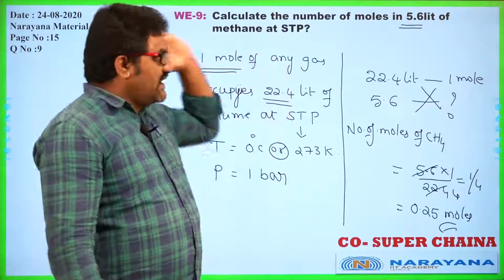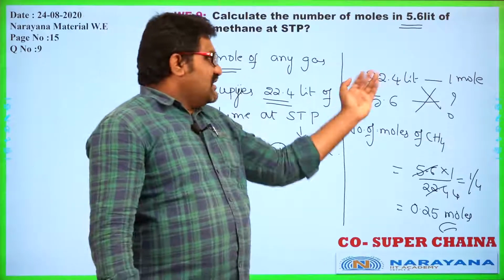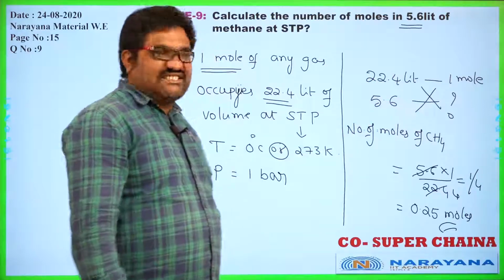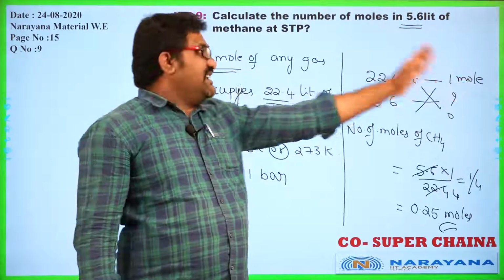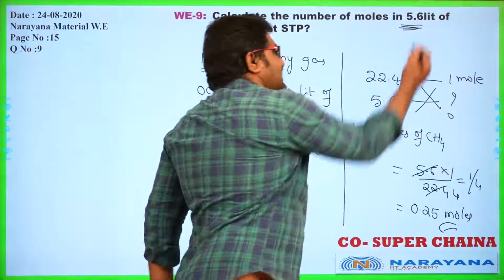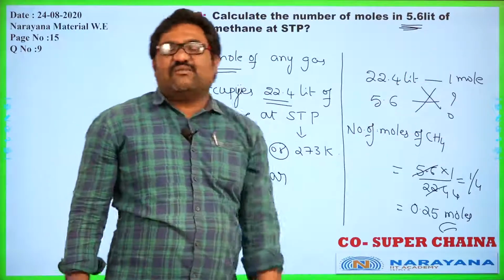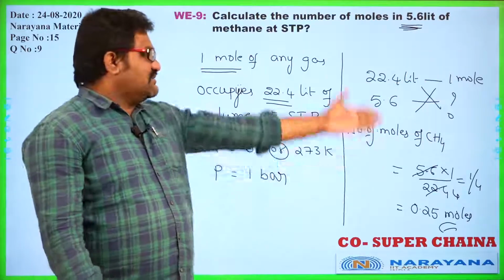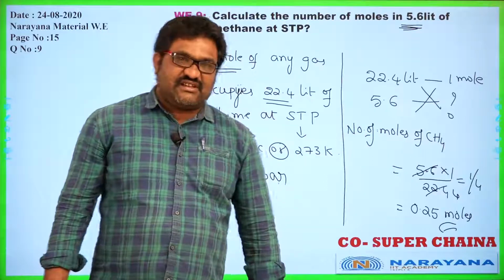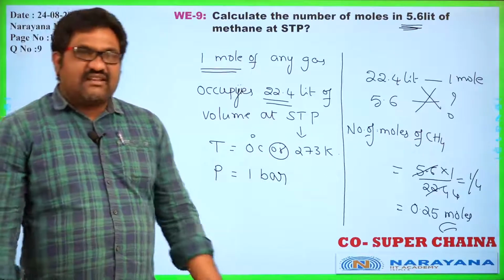From that conclusion, what I did here means, if it is 22.4 liters at STP, then that should be equal to 1 mole. But he has given just 5.6 liters. So, for 5.6 liters, how many moles are present? By cross multiplying, I got the answer. Okay? Let us go for the next question.